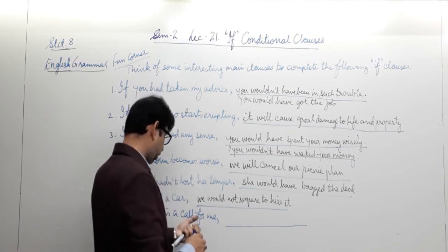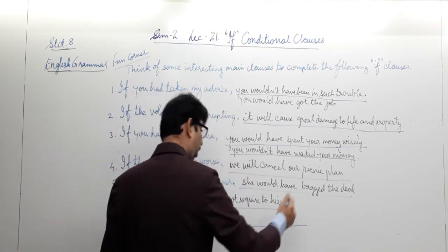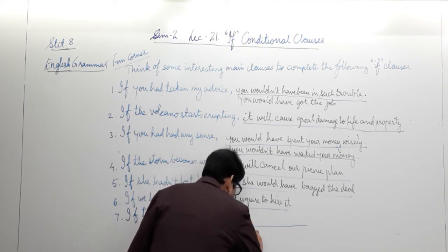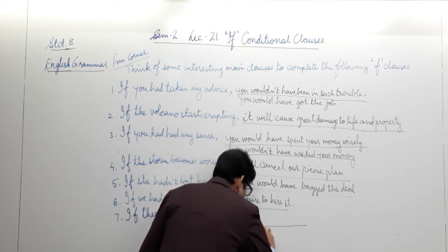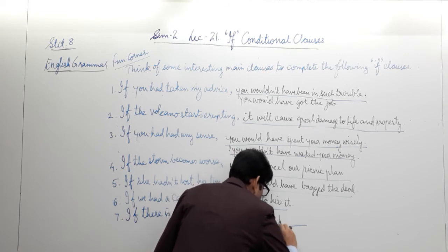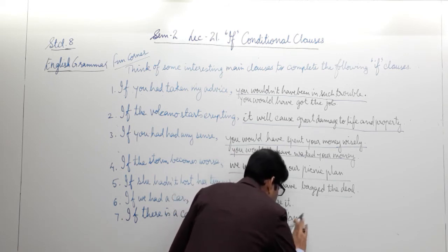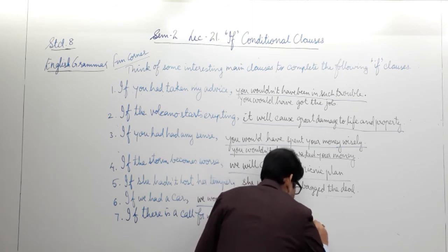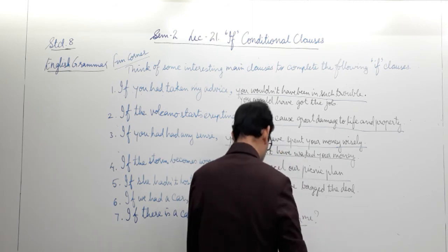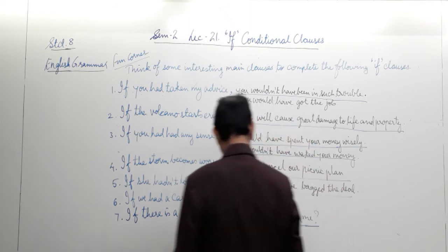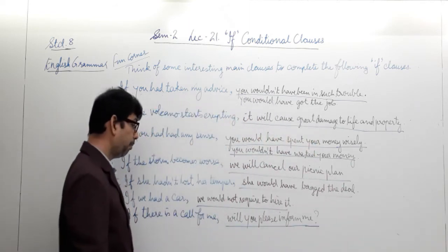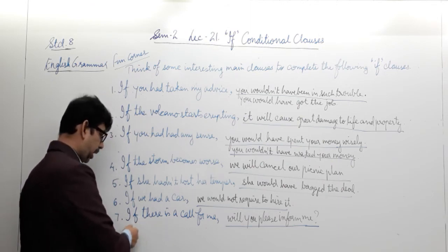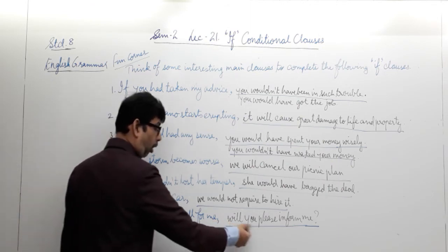If there is a call for me, and this time we'll write an interrogative question over here using will you please inform me? Well, so I have inserted the main clause over here. Will you please inform me? So I have met the requirement of the type 1 condition: if plus simple present plus will or will not.